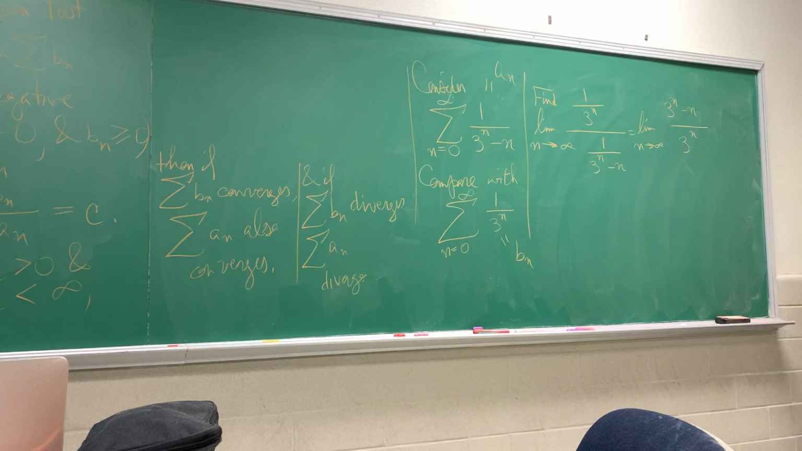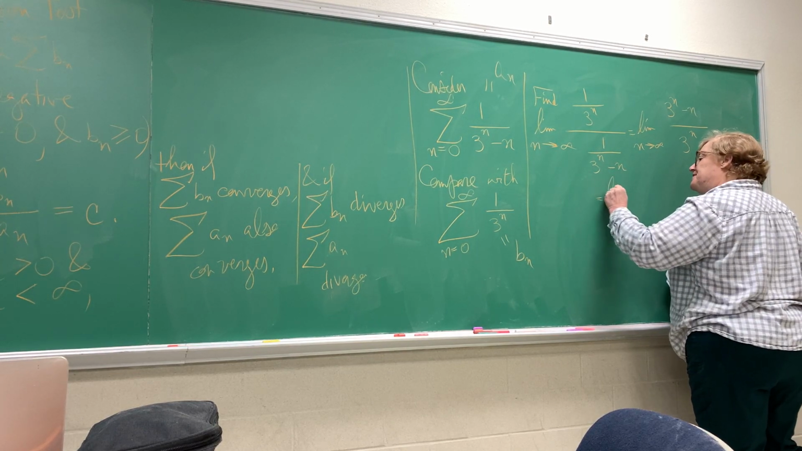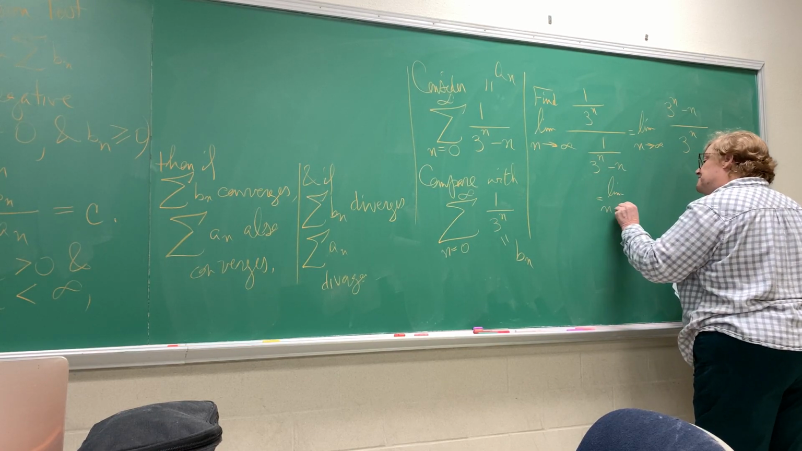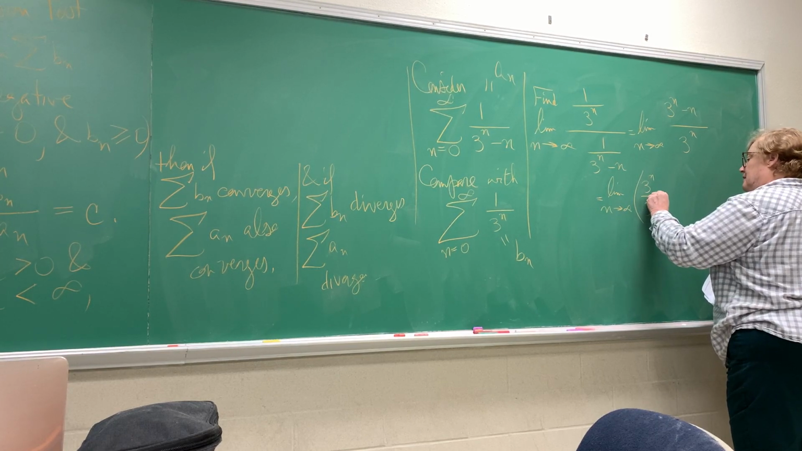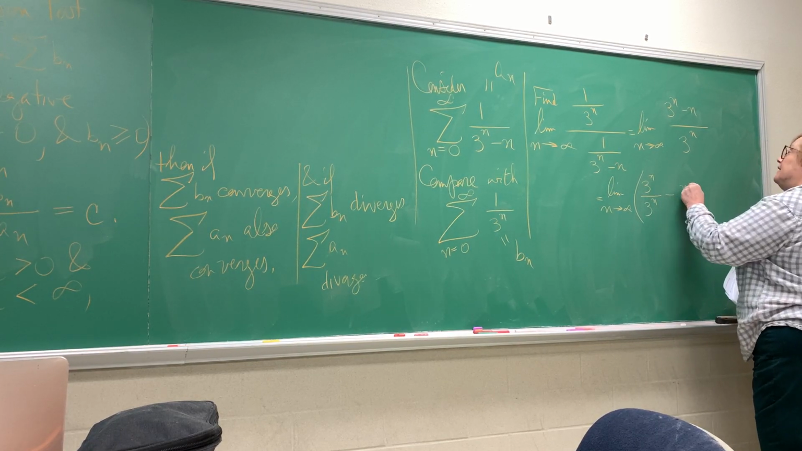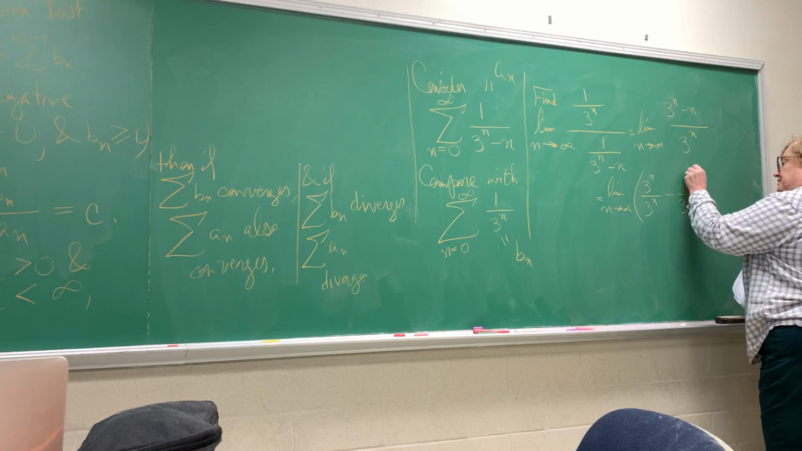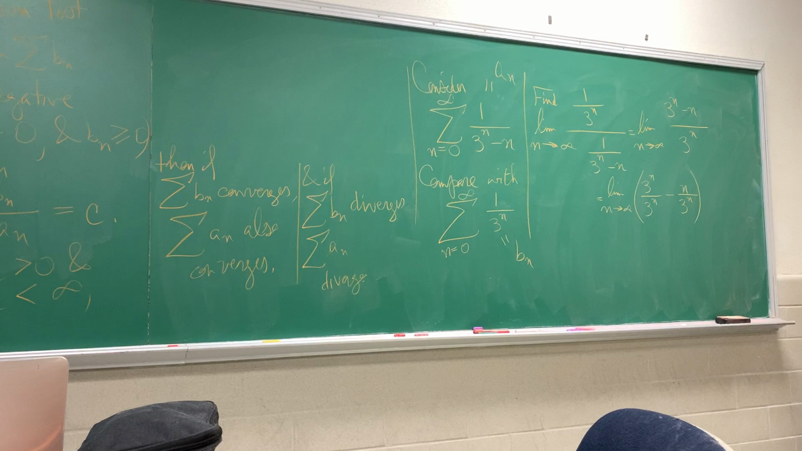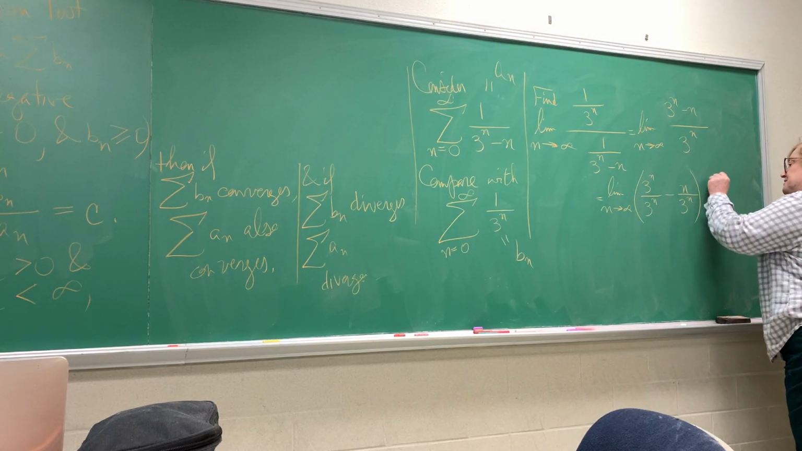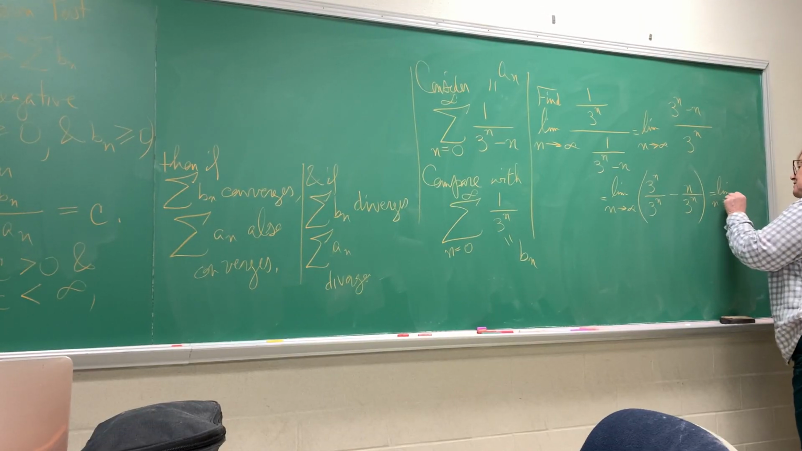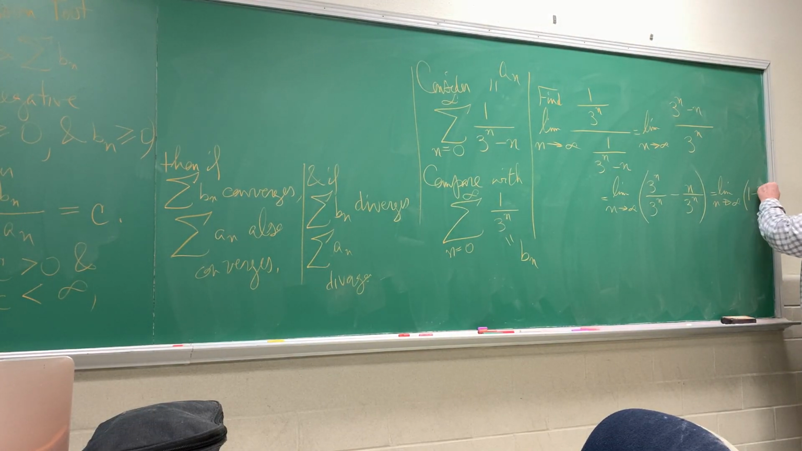And this is nice because we can write this as two fractions. This is equal to the limit as n goes to infinity of 3 to the n divided by 3 to the n, minus n divided by 3 to the n. Well, the first value is just going to be 1. So we've got the limit as n goes to infinity of 1 minus n divided by 3 to the n.